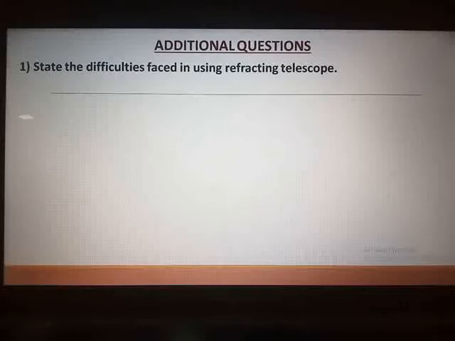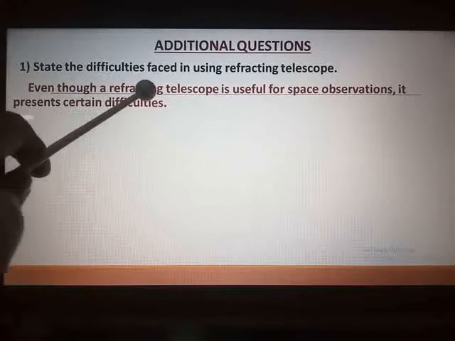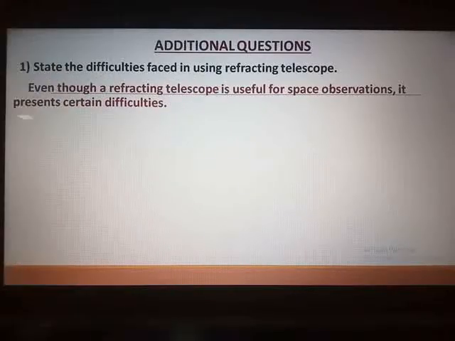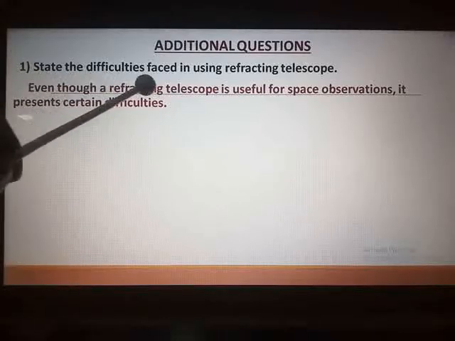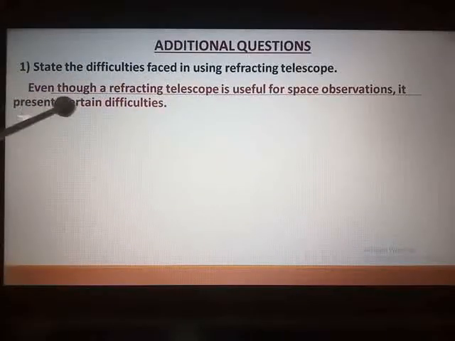You can see towards the end of that page, you have the 3 difficulties that you are going to mark and write one by one. Page number 210. Above the 3 points, there is a line, even though. So start marking from there. Even though a refracting telescope is useful for space observations, it presents certain difficulties. Now one by one you will mark the difficulties in the textbook.